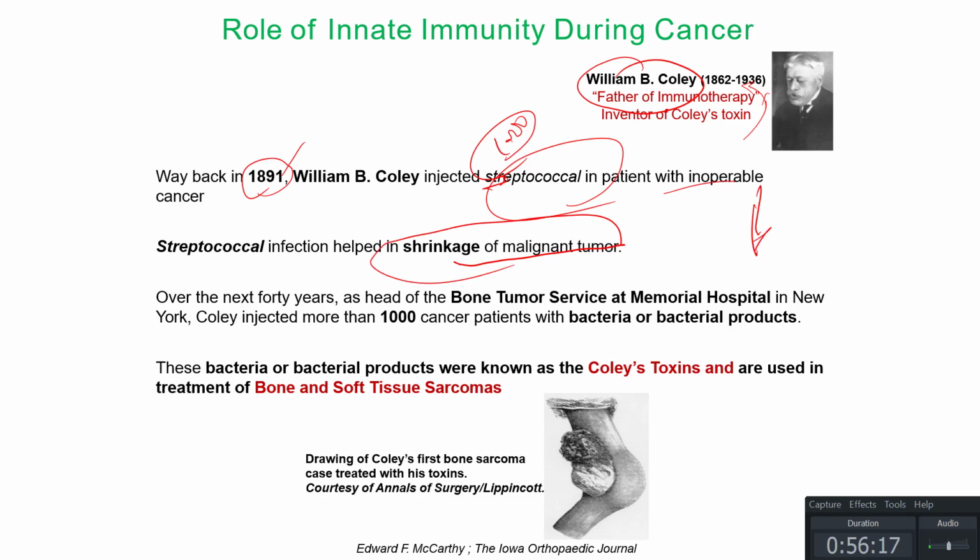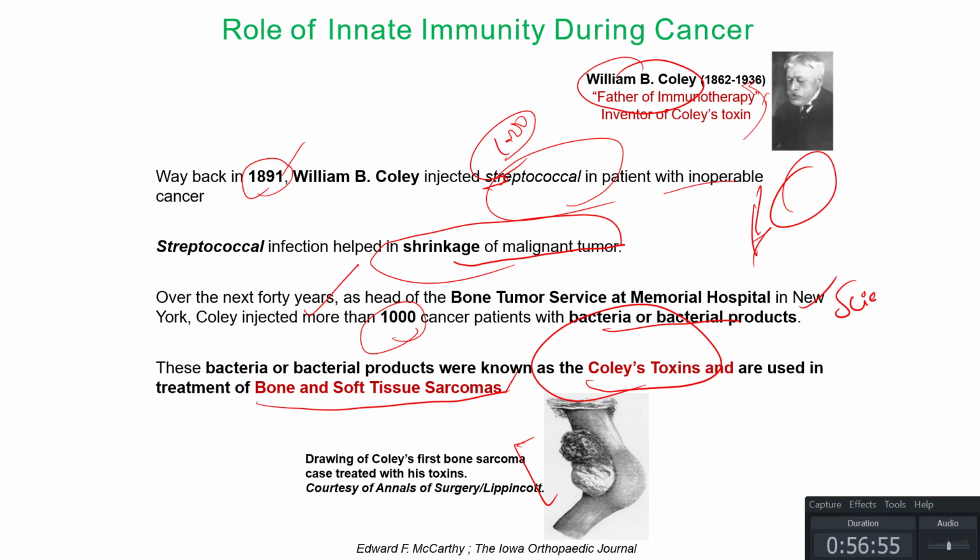There was a reduction in the inflammation, and the tumor development was reduced. He did this over the next 40 years as the head of the bone tumor service at the Memorial Hospital in New York. Coley injected more than 1,000 cancer patients with bacteria or bacterial products. These bacterial products were known as Coley's toxin and were used in the treatment of bone and soft tissue sarcomas. This is one of the drawings of Coley's first bone sarcoma case treated with these toxins. But he didn't have the scientific evidence or scientific reason to say why it was happening.